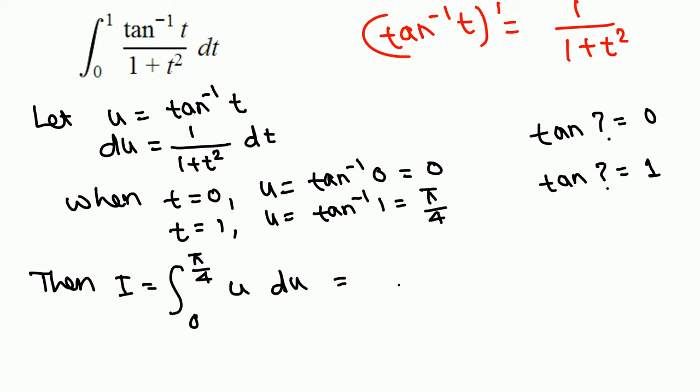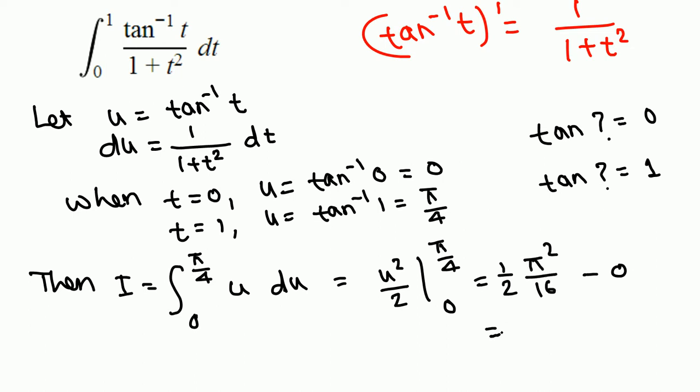so u square over 2, and we need to go from 0 to pi over 4. Now evaluate this at the upper limit and the lower limit. At the lower limit, 0 square over 2 is 0, so the lower limit is 0. At the upper limit, pi over 4 square over 2, so 2 means 1/2. In fact, we can pull 1/2 outside. Pi over 4 squared is pi square over 16, and the final answer is pi square over 2 times 16, that is, pi square over 32.